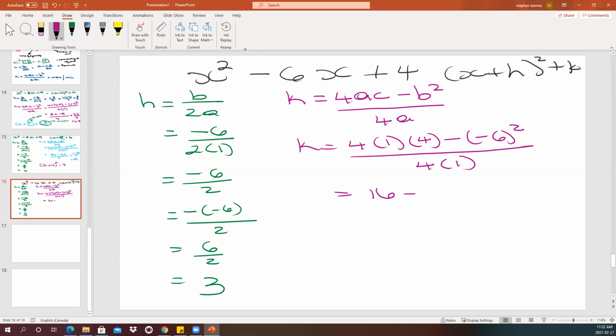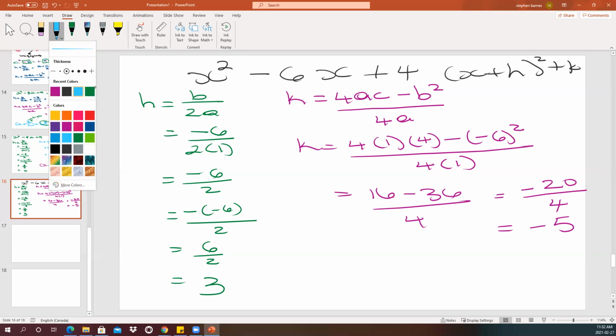negative 6 times negative 6, which is positive 36, all over 4. 16 minus 36 seems to be negative 20, I think, over 4. And negative 20 over 4 gives you negative 5. So our k is negative 5.